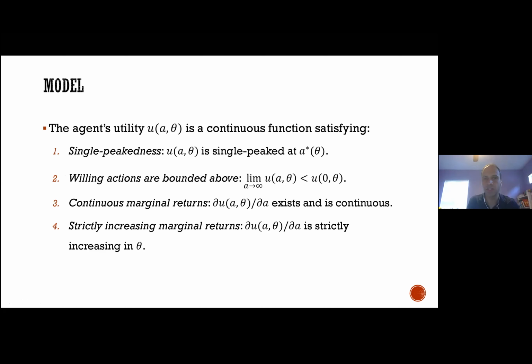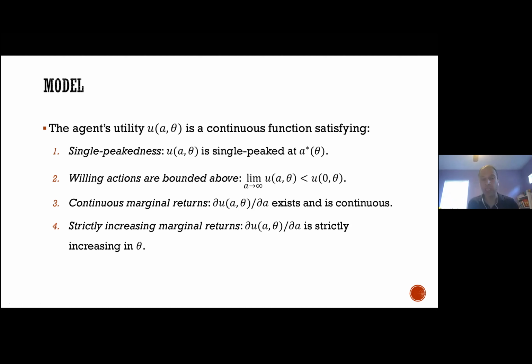And here is the assumption for the agent. The agent's utility function is also assumed to be continuous, but it satisfies some other assumptions, so a little bit more structure over here. One is single-peakedness in the space of actions. U is single peaked over the space of actions, and the ideal action of any type theta is a star theta. You will see this a star function floating around quite often in the next set of slides, so just keep this in mind. A star theta is the ideal or optimal action of type theta, the point of the peak over the space of actions.